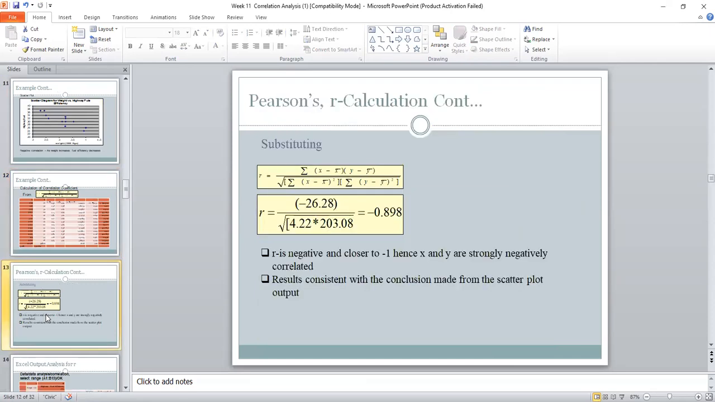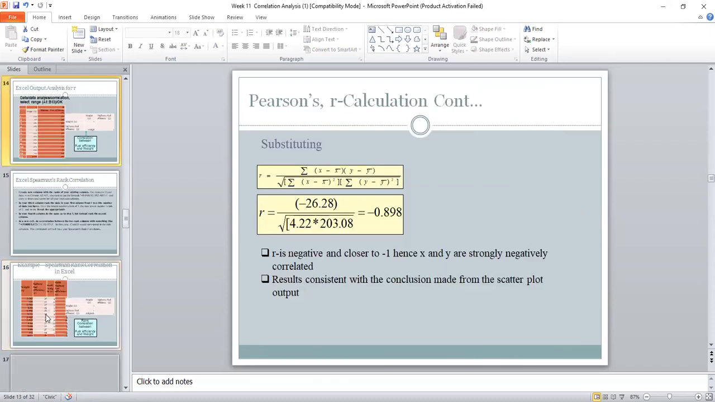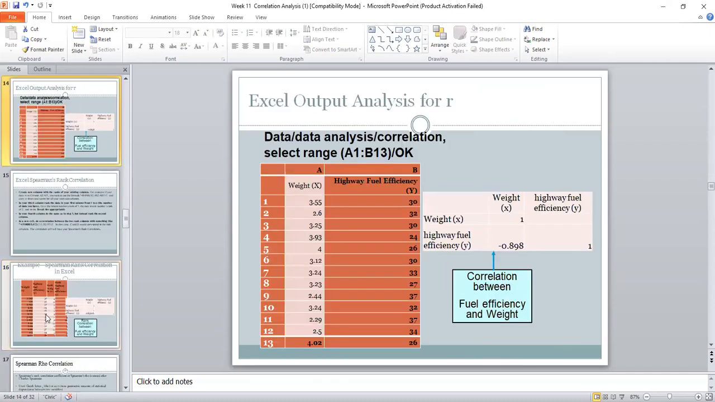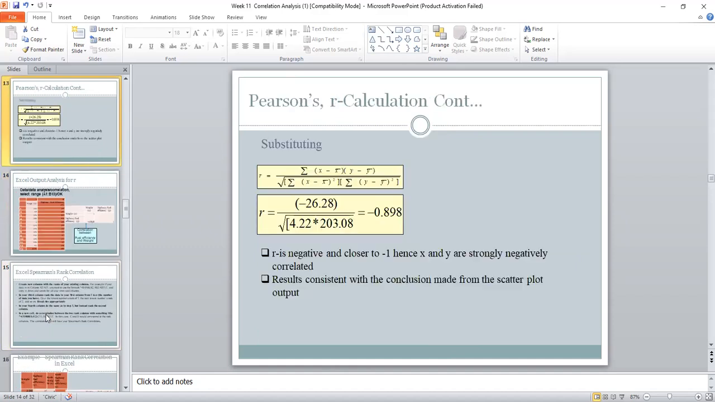But I've given them to you here. You can check. Here, R was negative 0.898, which is strongly negatively correlated. We should get the same value if you use the algebraic equivalent, which I have up there, the lower one, to get the same thing. So please forget about this. This is next week, Charles Spearman's, next week. Clear? Done. So we will deal with Charles Spearman's, then regression, and that will be it.